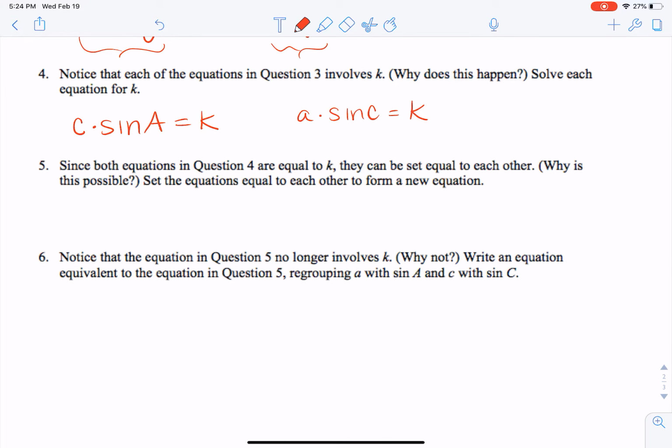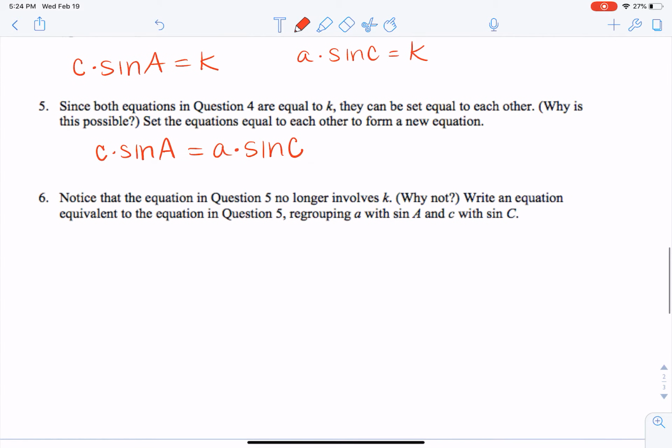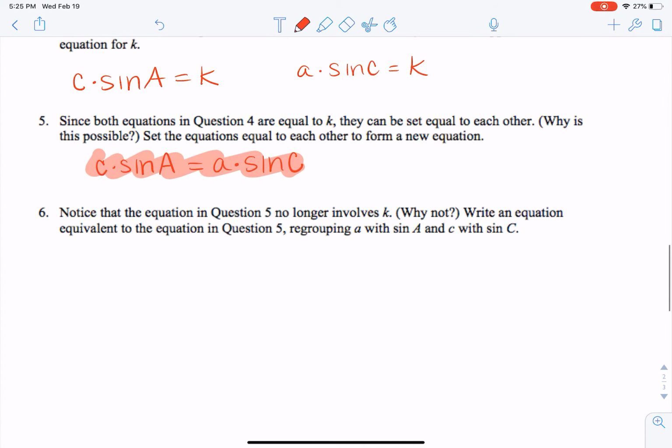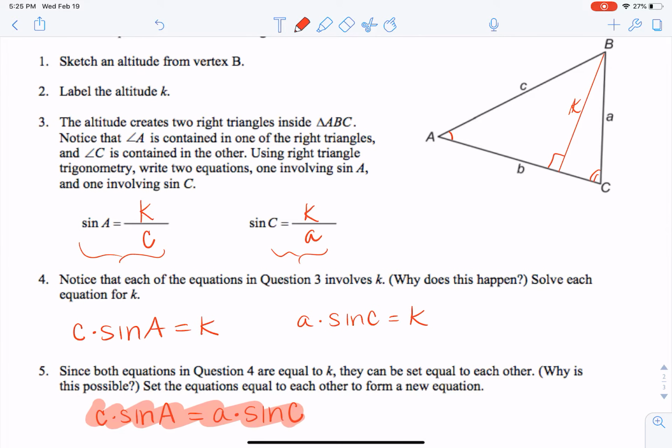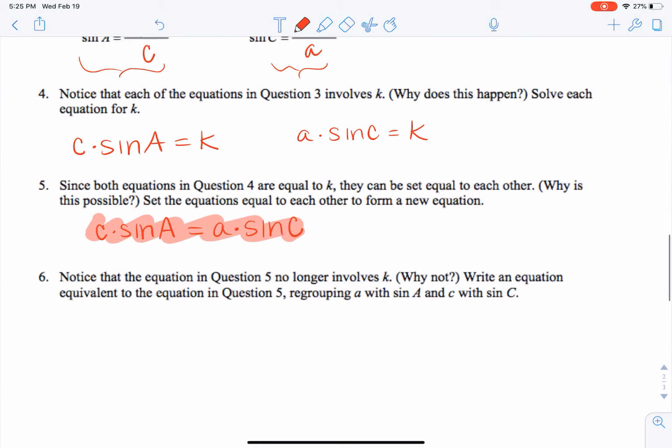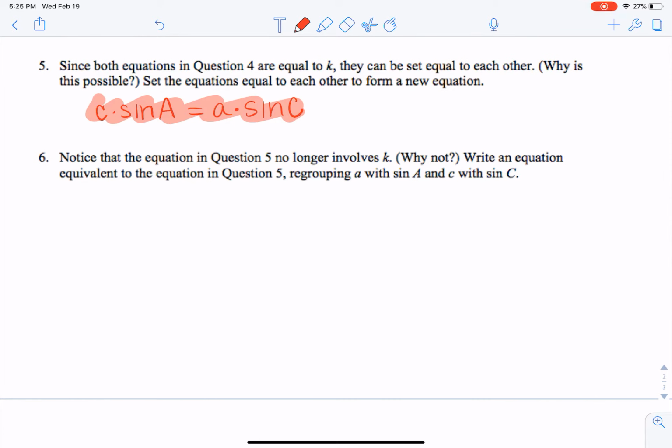Since both of these equations are equal to K, we can set them equal to each other. So c times sine of A equals a times sine of C. Notice that this equation I've created no longer includes K. And remember, K was the altitude that we had created. So we used our right triangle, and now we've backed out of having that altitude we made up in our equation. So it no longer involves K.